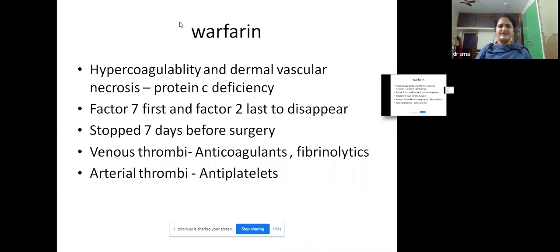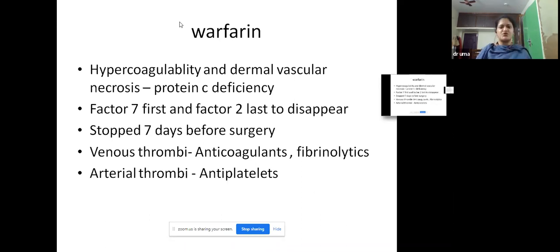With warfarin, protein C deficiency occurs, so it produces dermal vascular necrosis, and it also causes some hypercoagulability. Among the factors, factor 7 is the first to disappear, and the last to disappear is factor 2. So warfarin has to be stopped 7 days before surgery.